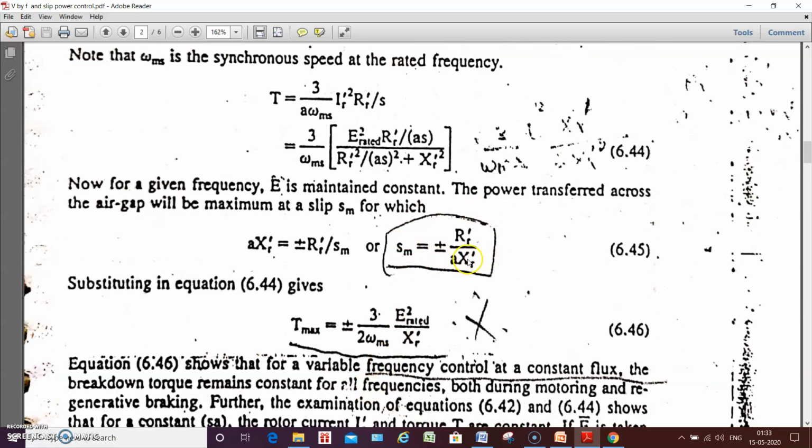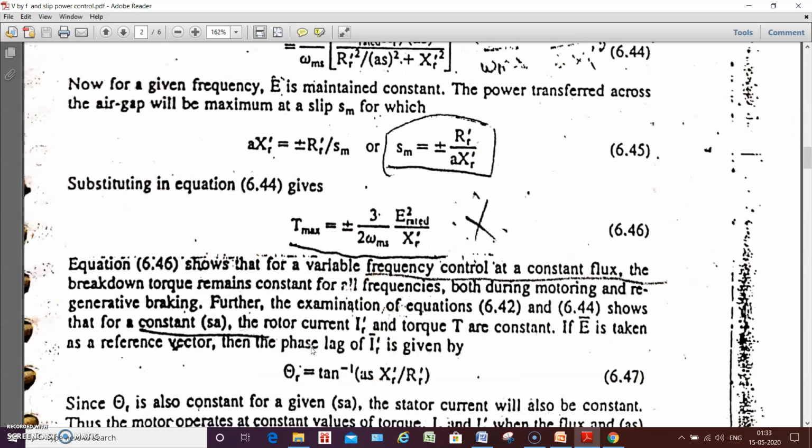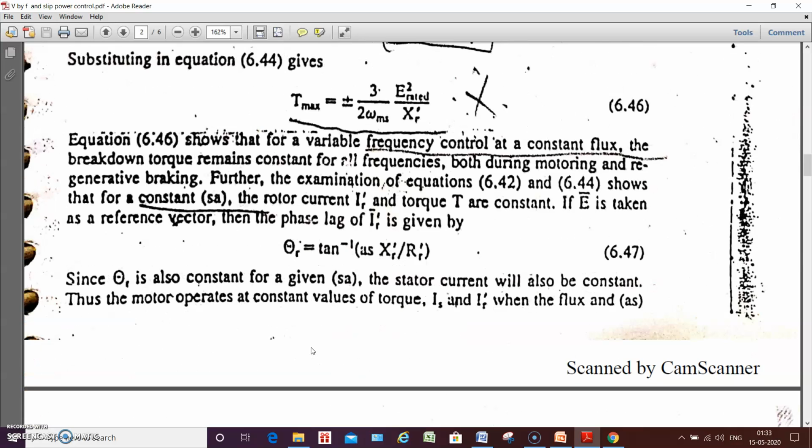So I am substituting this particular value in this equation. You can get the T max equation, so this particular equation. Here what you can understand is all the parameters are constant. See, this omega ms, the synchronous speed, is going to be constant. Rated voltage is a constant value, and this rotor reactance is also a constant value. So what you can get from this equation is that T max is going to be constant. That is, the maximum torque is going to be kept constant in this method.